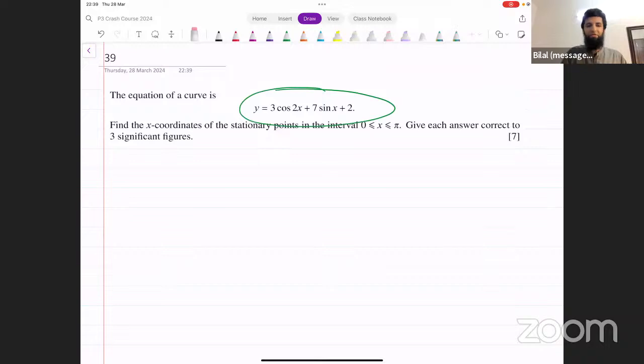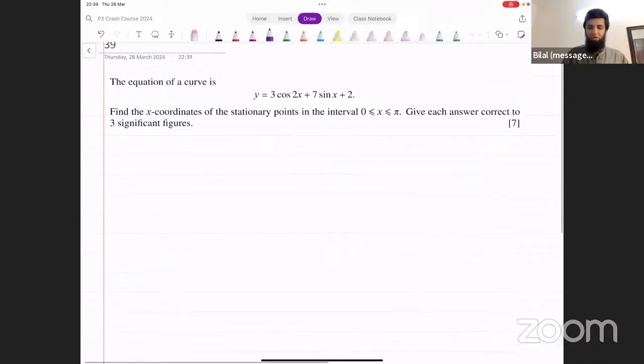All right, so we have the function given. All we have to do is differentiate it, put the derivative equal to 0, right? So we're looking for stationary points. What does that mean? We're looking for points where the gradient of the function is equal to 0. So that's what we're going to do. Let's find the derivative and see what we get from that.